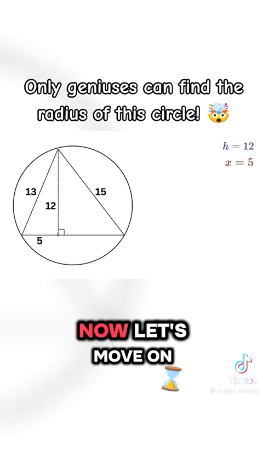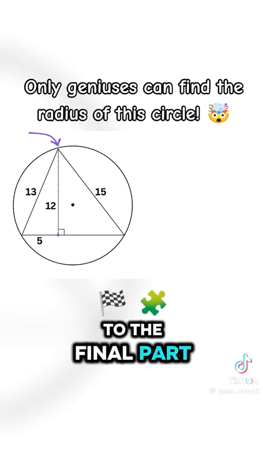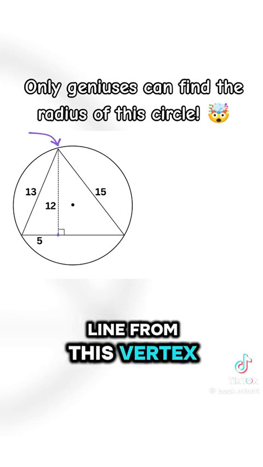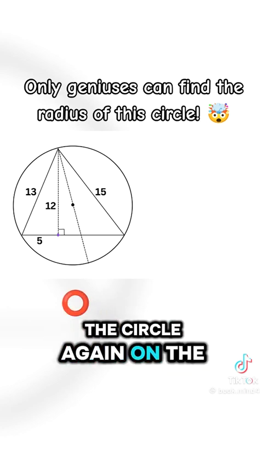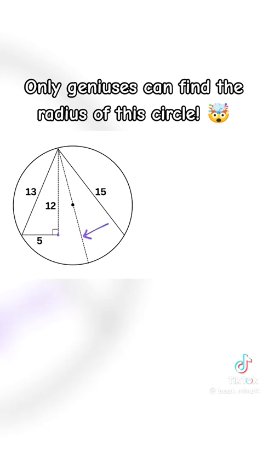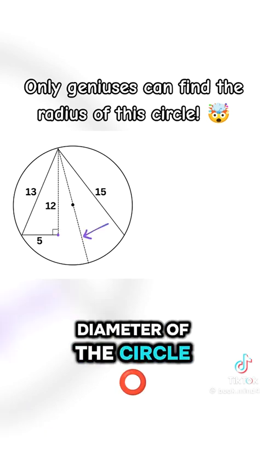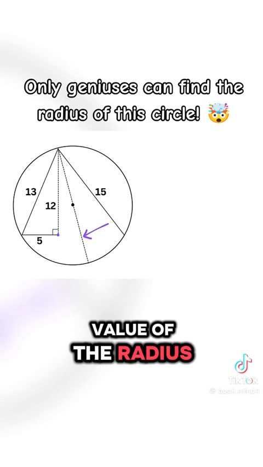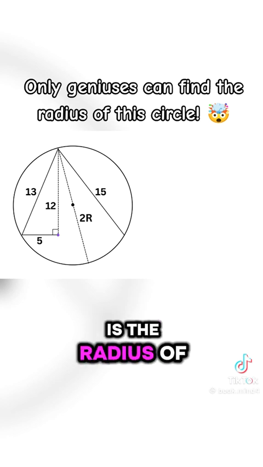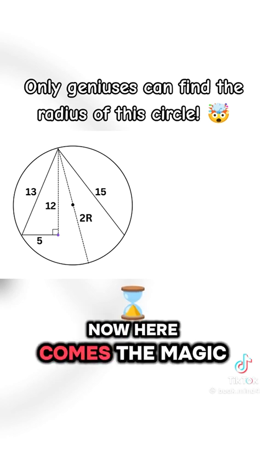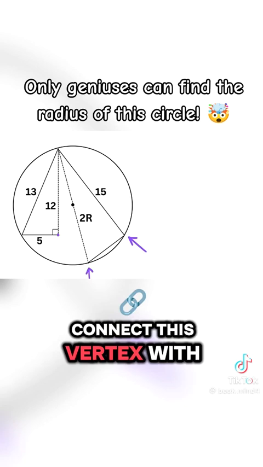Great. Now, let's move on to the final part. We will draw a line from this vertex, passing through the center of the circle, and extending to meet the circle again, on the opposite side at this point. This line is the diameter of the circle, which is twice the value of the radius. Label it as 2 times r, where r is the radius of this circle. Now, here comes the magic. Connect this vertex with this point.